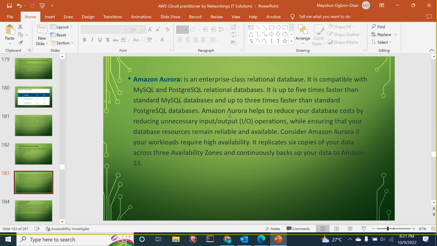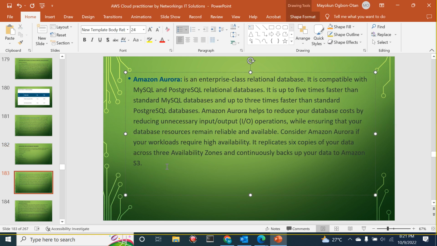the next kind of database, someone should read this for us. Miss Regina, welcome to class. Amazon Aurora. Amazon Aurora is an enterprise class relational database. It is compatible with MySQL and PostgreSQL relational databases.